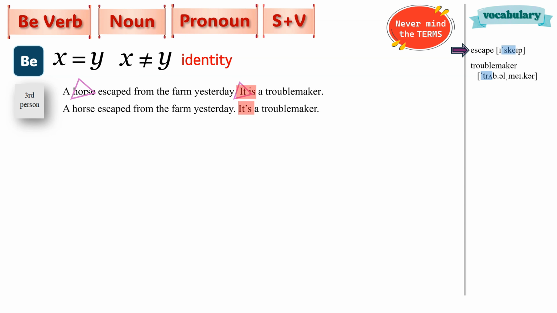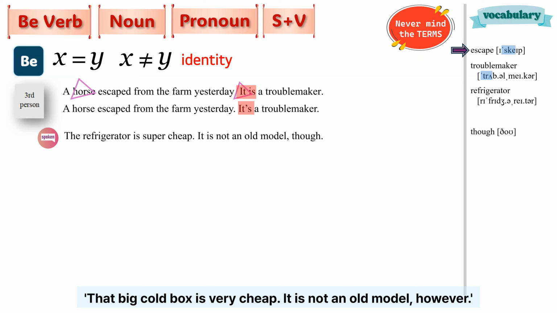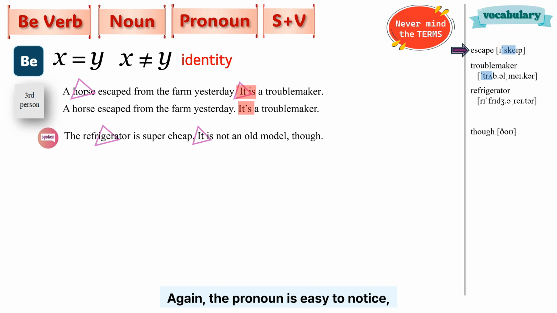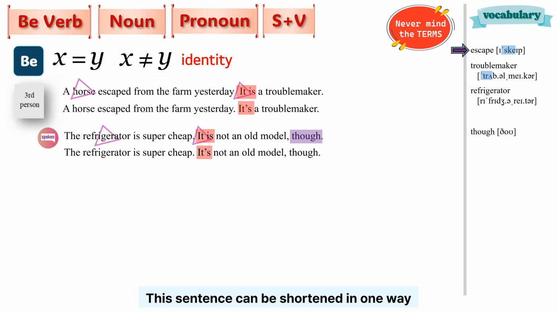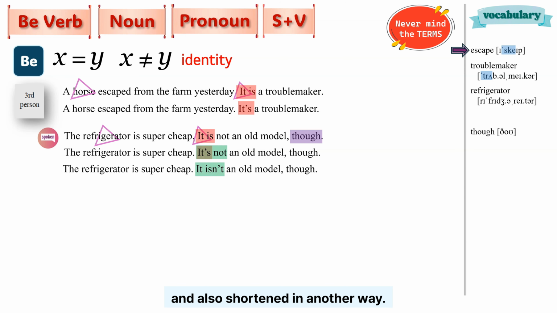A horse escaped from the farm yesterday. It is a troublemaker. A horse escaped from the farm yesterday. It's a troublemaker. That big cold box is very cheap. It is not an old model, however. Again, the pronoun is easy to notice. And as you see in this sentence, the word though is often used in spoken English to mean but. This sentence can be shortened in one way and also shortened in another way.